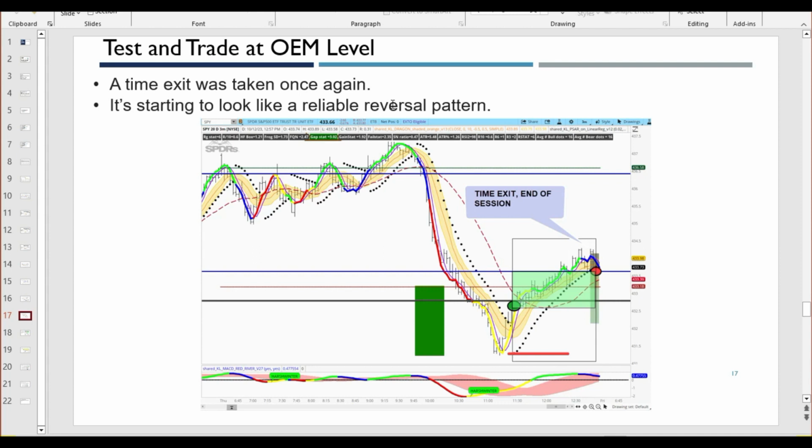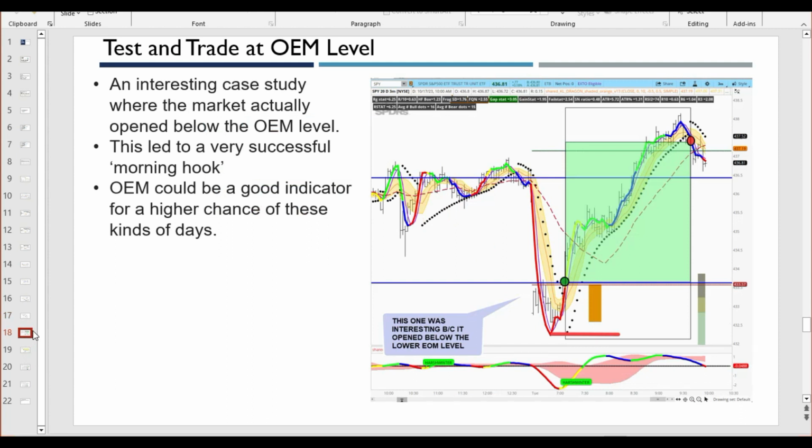And at this point, when you start to see some patterns like that, it's starting to look like this could be a reliable reversal pattern, that these levels do actually seem to mean something in our studies.